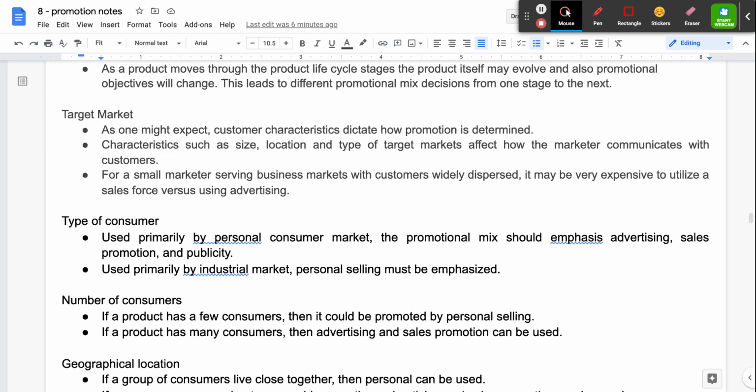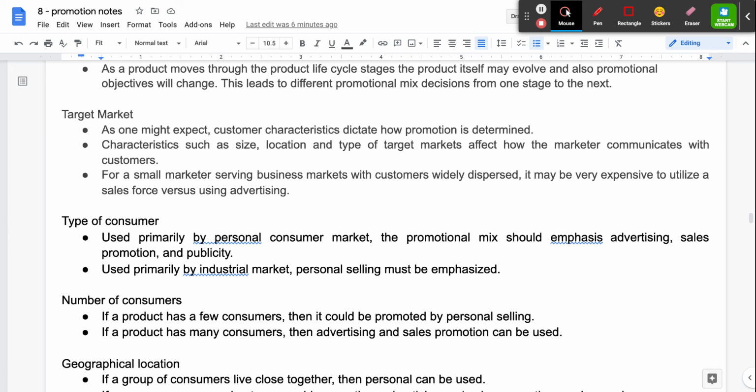We have our target market. Customer characteristics dictate how promotion is determined. Again, depending on who you're trying to go after, that's going to have a big implication on how you're going to go after them. We talk about older people, senior citizens. Probably not a good idea to advertise on social media. They're probably not going to see it. So, trying to find a way to get something in front of your target customers.